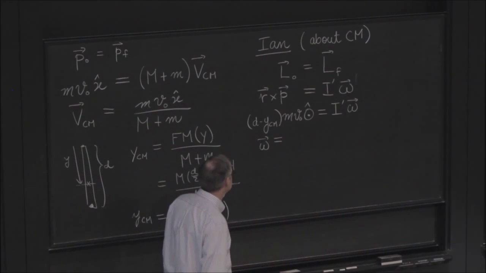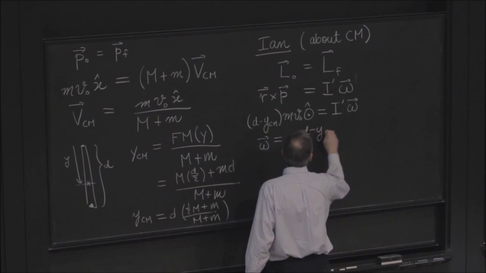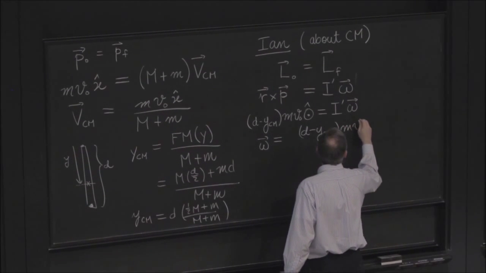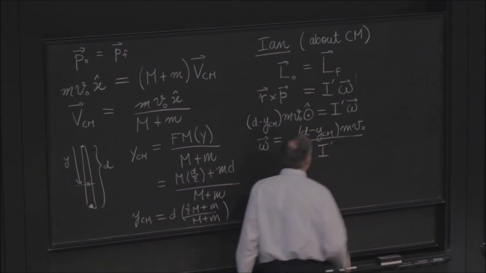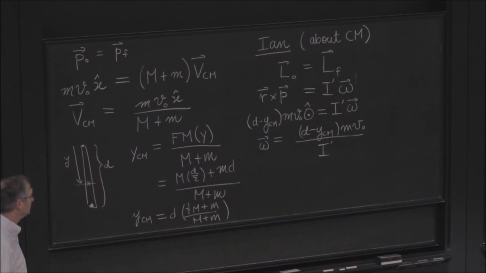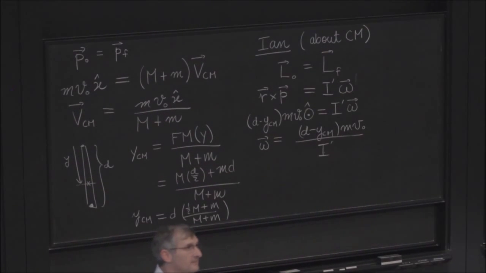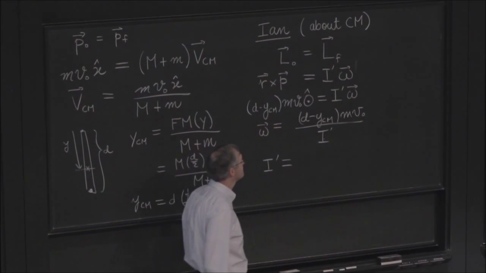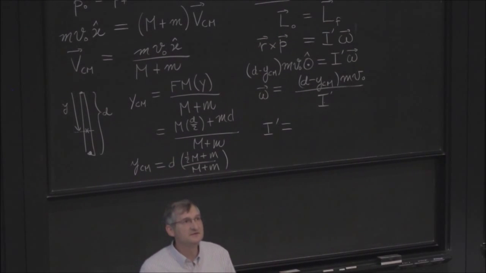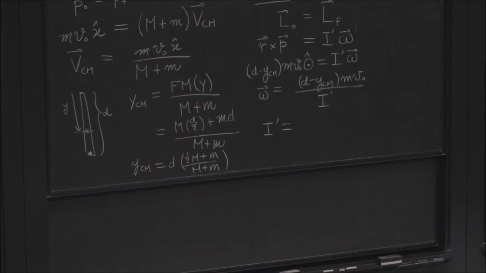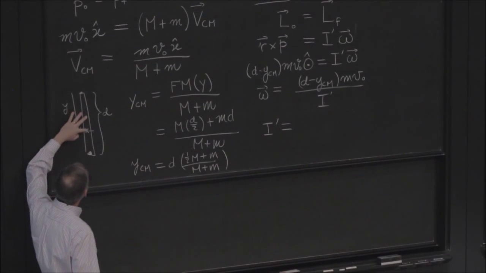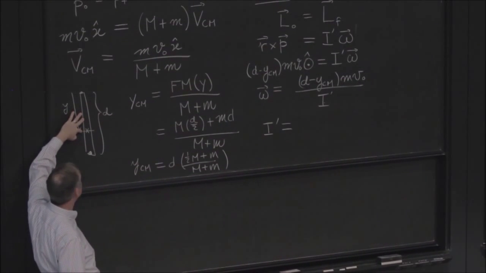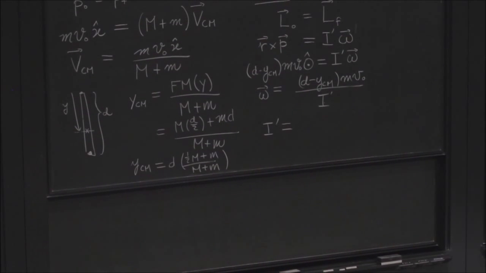So angular velocity would be (d minus ycm) m v naught over I prime. Well, just for grins, let's calculate I prime. We have to heal the emotional scars over the parallel axis theorem, people, all right? So it might be convenient to know how far the center of mass is away from the middle of the rod.